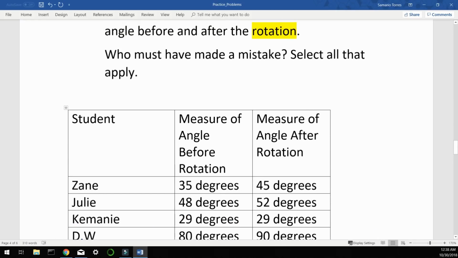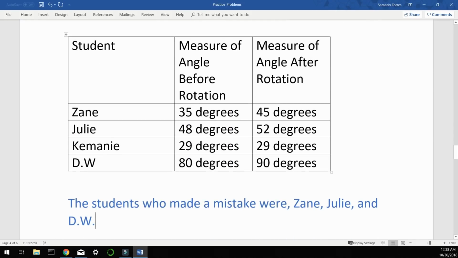So you want to read the question carefully. It's asking who made a mistake. The people who made a mistake were the people who changed the measure of the angle. All right, and that's going to be it for this example.